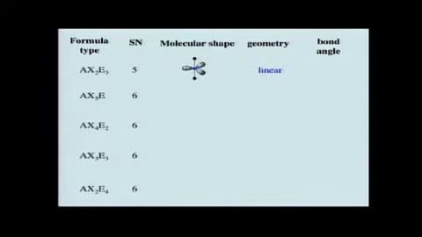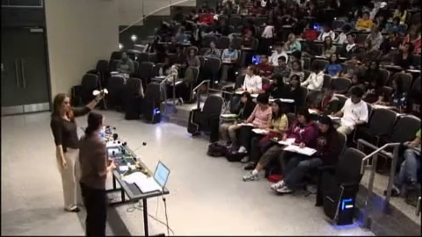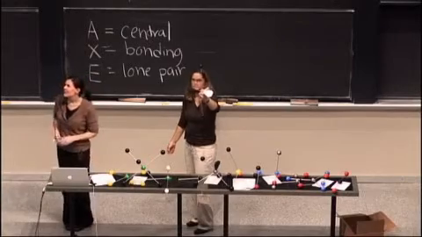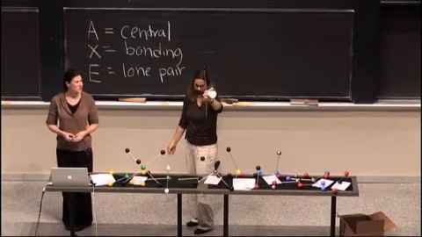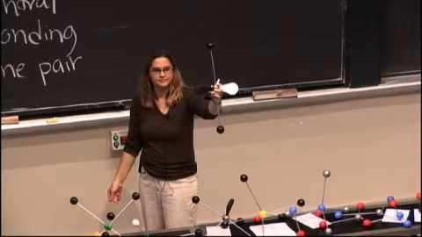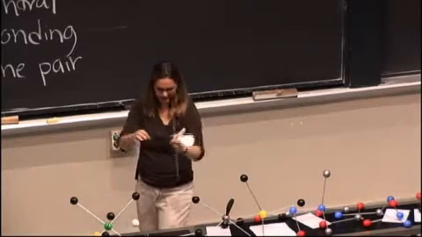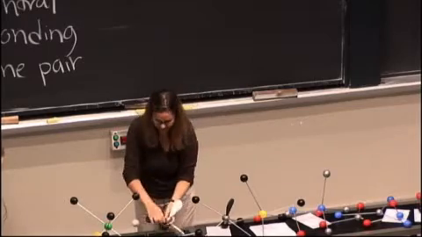Yep, so I hear a lot of linear out there. And you need to keep in mind we give the names based on where the actual bonds are, not where the lone pairs are, even though the lone pairs, of course, affect the structure and the geometry. So the angle? Yep, 180. So it's exactly 180 here, not less than.